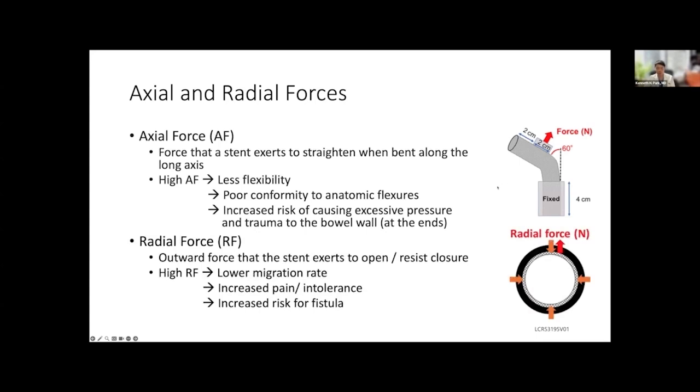Another force, the radial force, is both the outward force as well as the resistance to closure that the stent applies in a narrow space. Very high radial force may be good because it lowers the migration rate and it'll stick to the stricture. But obviously, it'll increase pain and intolerance if it's too high, especially up in the mid esophagus where the bronchi and the lung structures are nearby. High pressure can lead to increased risk for fistula.